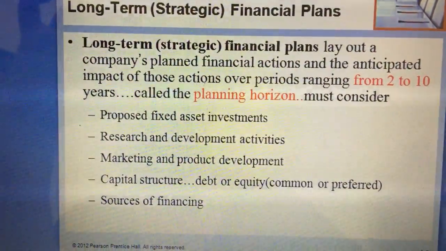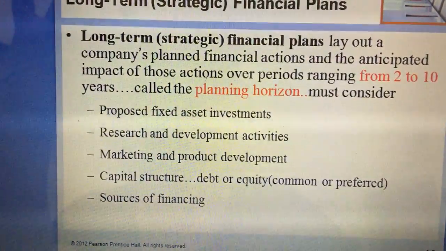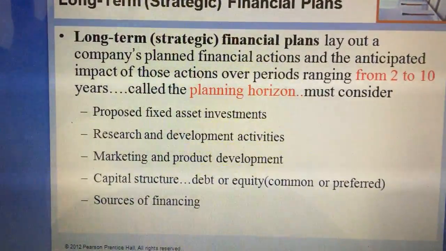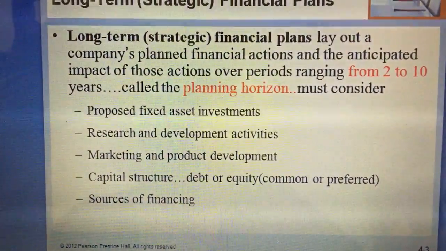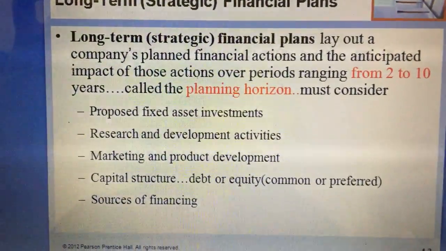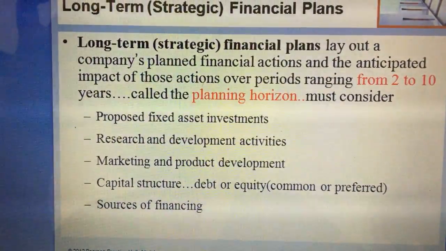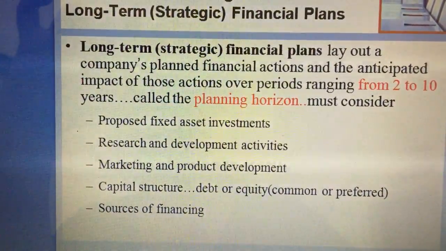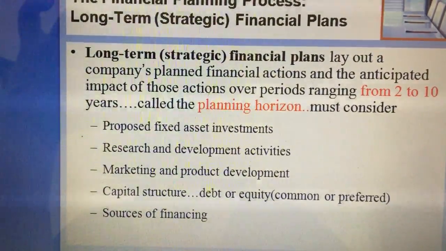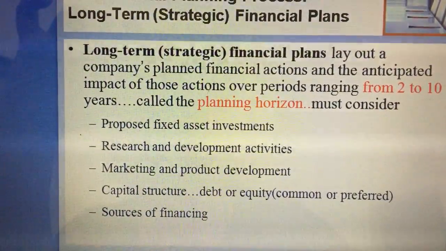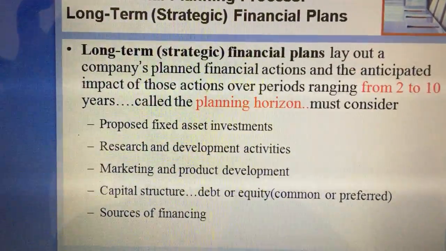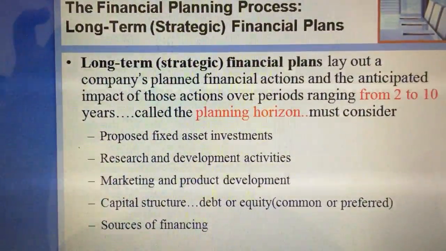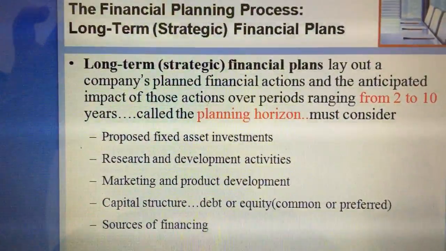Okay, again, long term, just some examples here: buying fixed assets, research and development, marketing, looking at a new product. Apple has new products in line for the next few years. So we're looking at a span here of 2 to 10 years. Steve Jobs actually had 5 years of products in line when he passed away. And that's called your planning horizon. Capital structure: how do you plan to pay for those items? Are you going to borrow? Are you going to sell stock? And other sources of financing that you might look at to buy these major items.